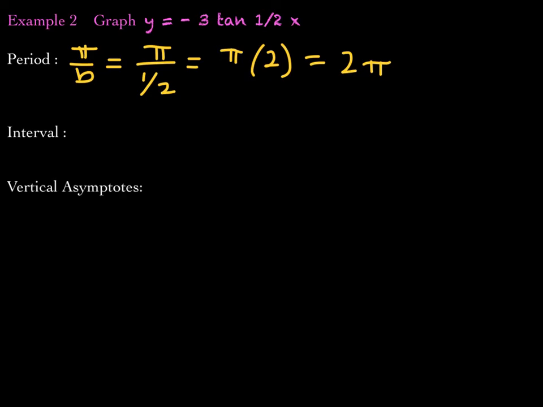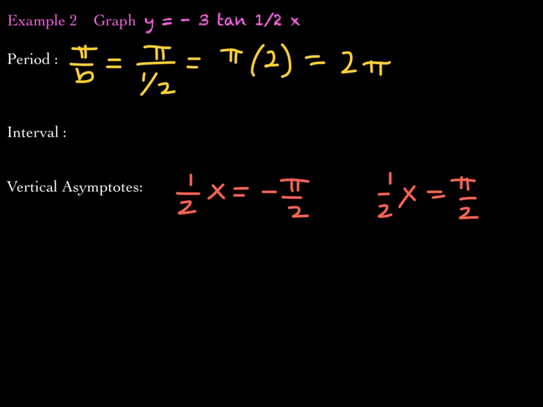So to find the vertical asymptotes, I'm taking my entire argument and setting it equal to both negative pi over 2 and positive pi over 2. Now, the reason why I'm setting this equal to both negative pi over 2 and positive pi over 2 is because that's where the vertical asymptotes are located for the most basic tangent function. Again, the most basic tangent function is undefined for any odd multiple of pi over 2. So that's why I'm setting it equal to negative pi over 2 and positive pi over 2.